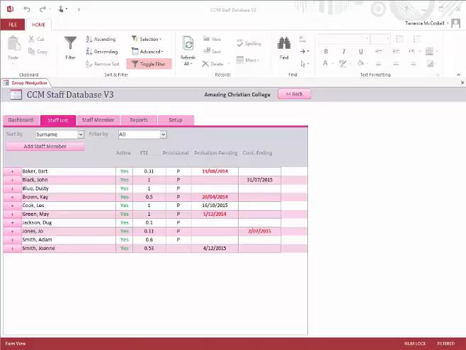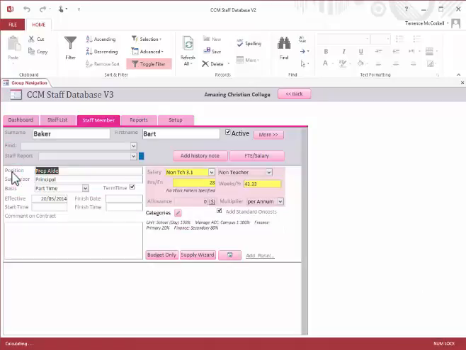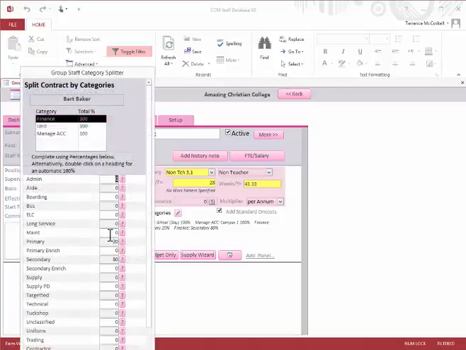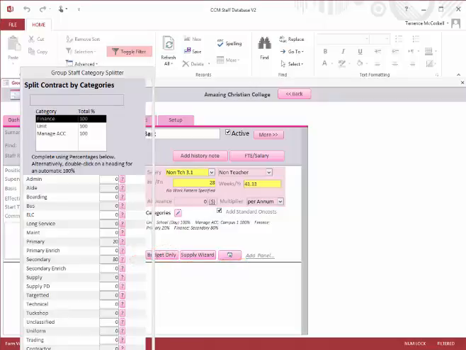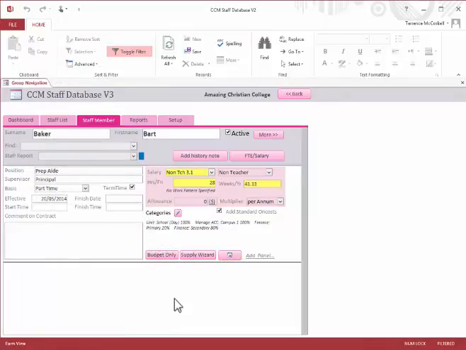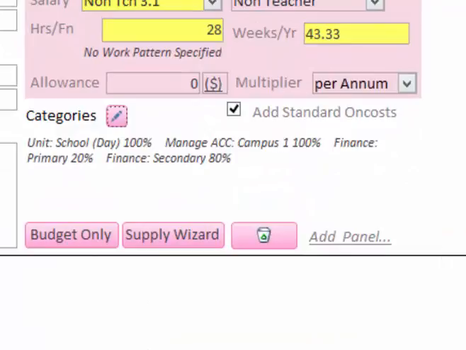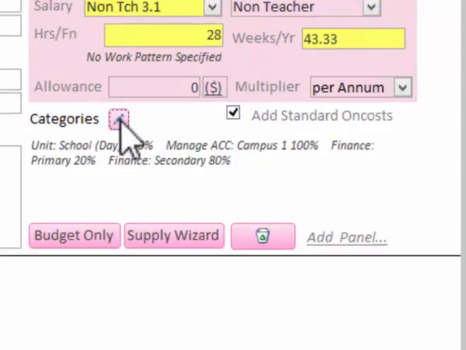First of all, you will notice that if you visit a staff member, you can put that staff member into different categories. This system has replaced the old system of departments. This person, known as Bart Baker, is 20% in primary and 80% in secondary. You will remember in the previous version of the database, you had to create lots of panels in that person's contract to split them from one department to the next. In this system, you simply split by typing in the percentage.